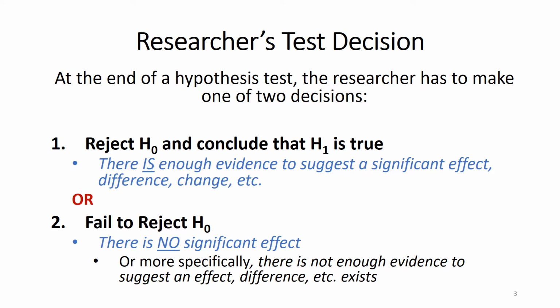Okay. Or we fail to reject the null hypothesis. That's option two. Failing to reject the null hypothesis, we conclude nothing happened. There's no significant effect. Or usually the way that we say it technically is we say that there is not enough evidence to suggest that an effect, difference, etc. exists. So we as a researcher, at the end of our hypothesis test, and that's step six, had to pick one of these two outcomes.